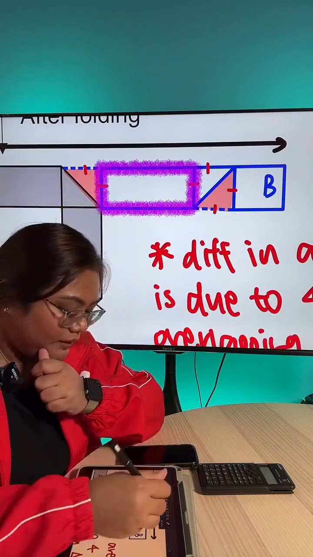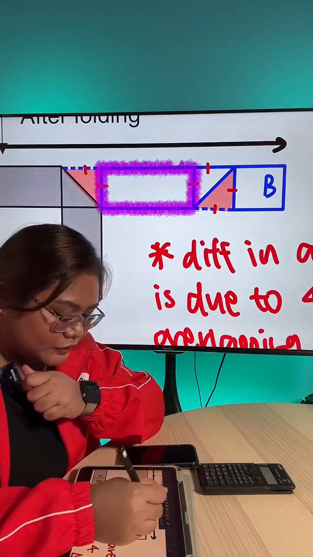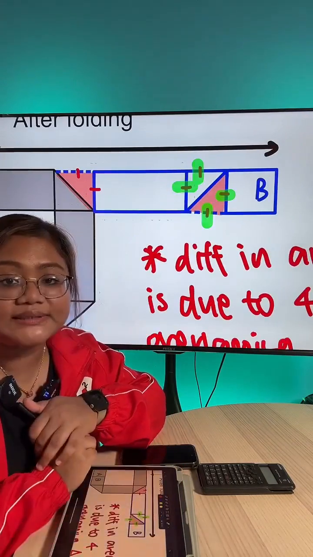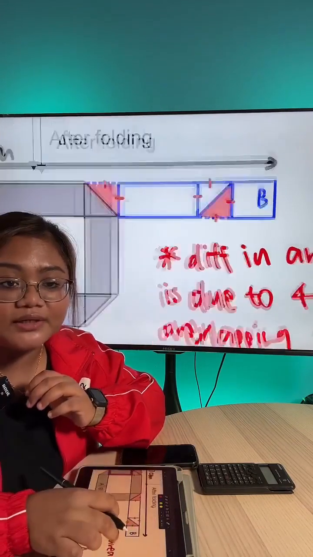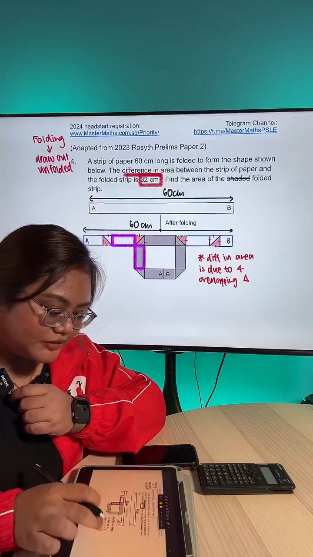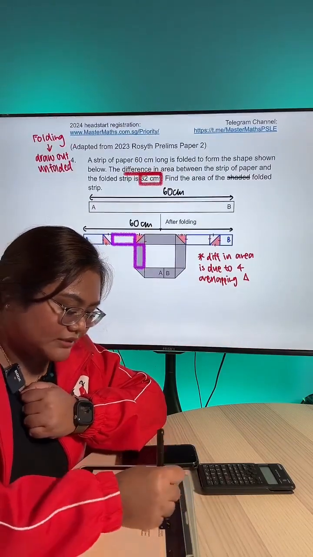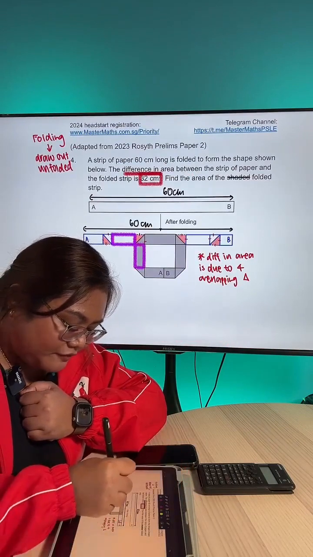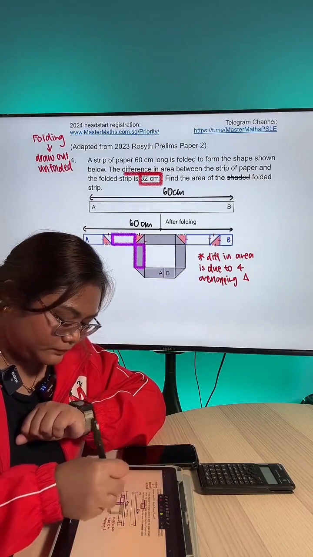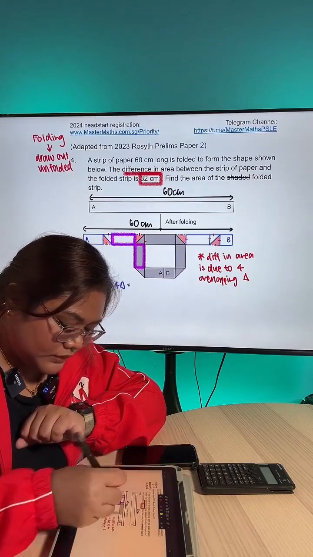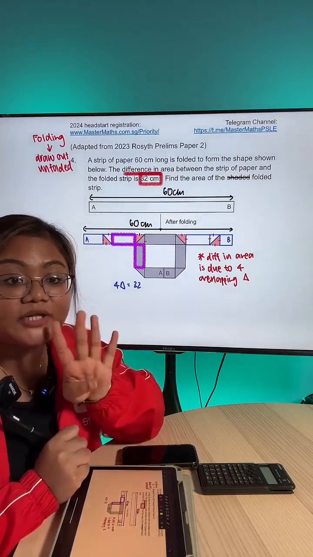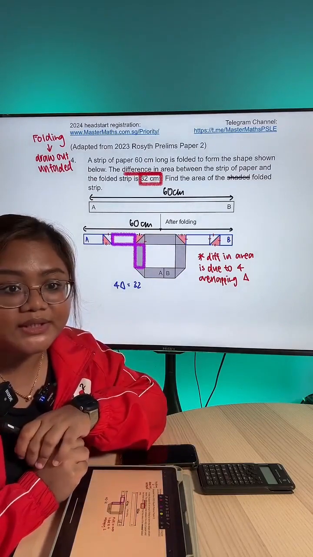Okay? That's why we have, let me remove this so that it's not so blur. We have 1, 2, 3, 4. All these are the same length. Okay? Alright, so because of this, due to the 4 overlapping triangles, I know that 4 triangles will equal to 32 cm square. Agree? 4 triangles equals to 32 cm square.